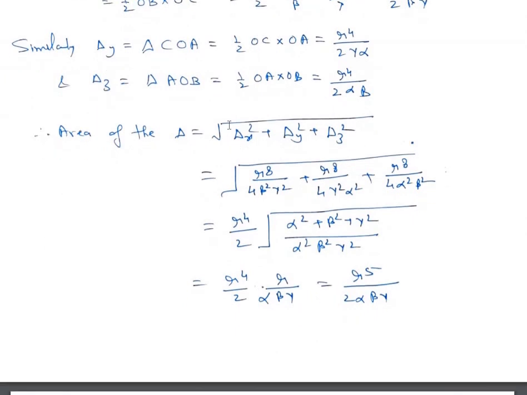So therefore the area of the triangle is the square root of delta x square plus delta y square plus delta z square, which is the square root of r to the power 8 upon 4 beta square gamma square plus r to the power 8 upon 4 gamma square alpha square plus r to the power 8 upon 4 alpha square beta square. Take r to the power 8 outside, it becomes r to the power 4, take 4 outside, it becomes 2, and inside the square root we have (alpha square plus beta square plus gamma square) upon alpha square beta square gamma square. Now this is r square, so the square root of r square is r, and the square root of the denominator is alpha beta gamma, which is equal to r to the power 5 upon 2 alpha beta gamma.